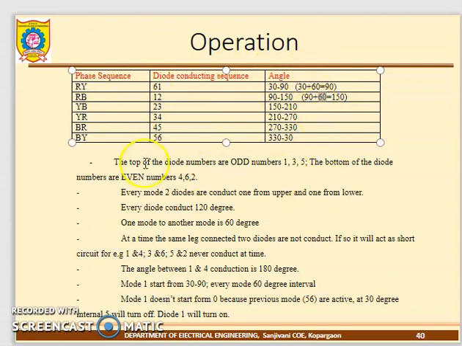So this is about that operation. How is it going to operate? RY, or you can say AB. Next one is AC. Next, B phase: BC. Another one is BA. Next one is CA, then CB. Suppose you are giving the names as A, B, C, that's why. If a phase pair operates, then two switches are closed: one switch from the top and one switch from the bottom.